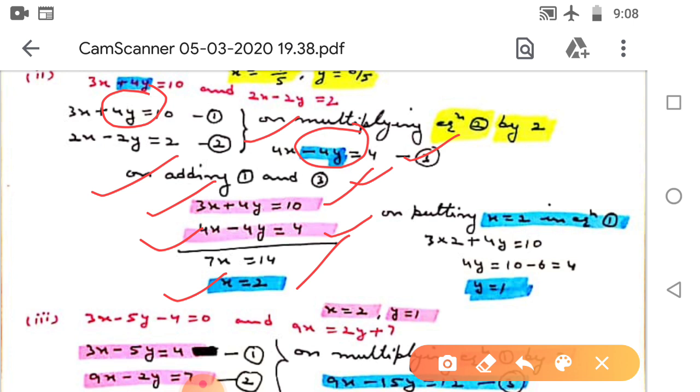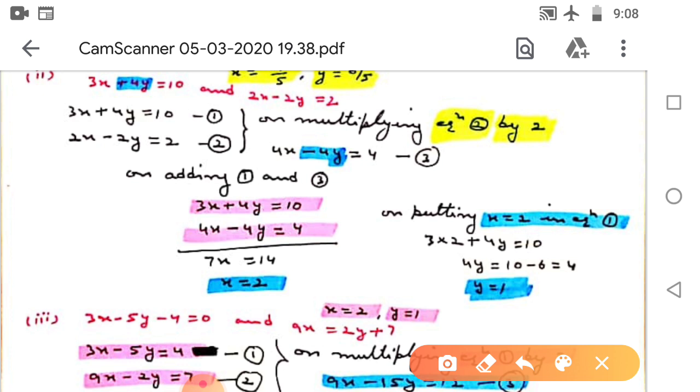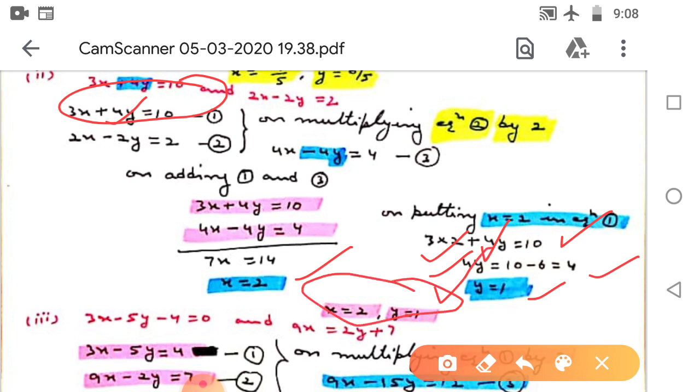Now on putting the value of x in equation 1, so 3 into 2 plus 4y is equal to 10. So 4y is equal to 10 minus 6, which is 4. So the value of y is 1. So we have the value of x as 2 and the value of y as 1.